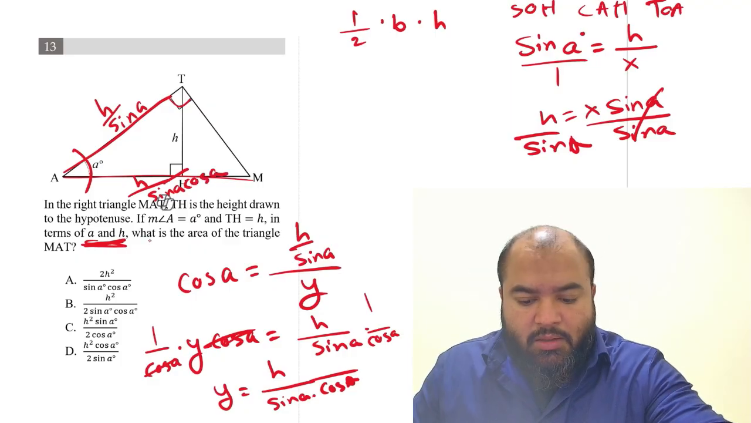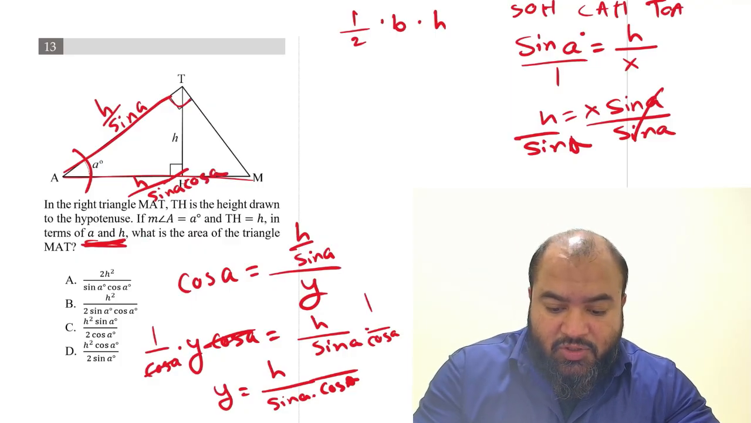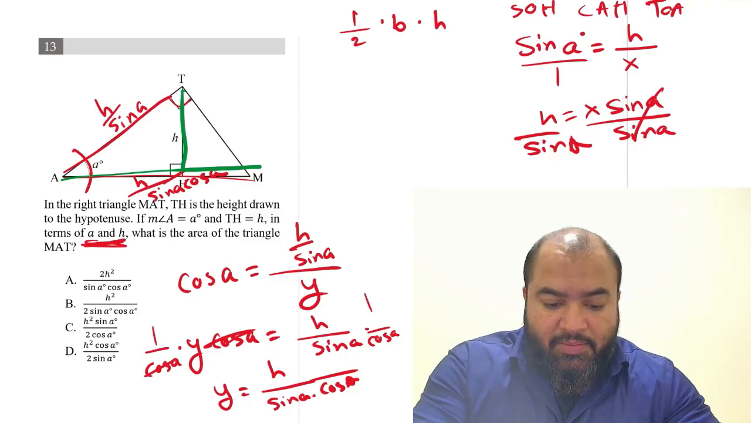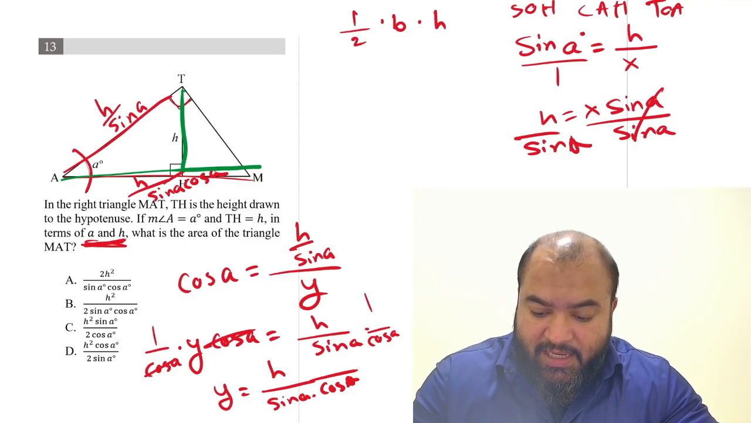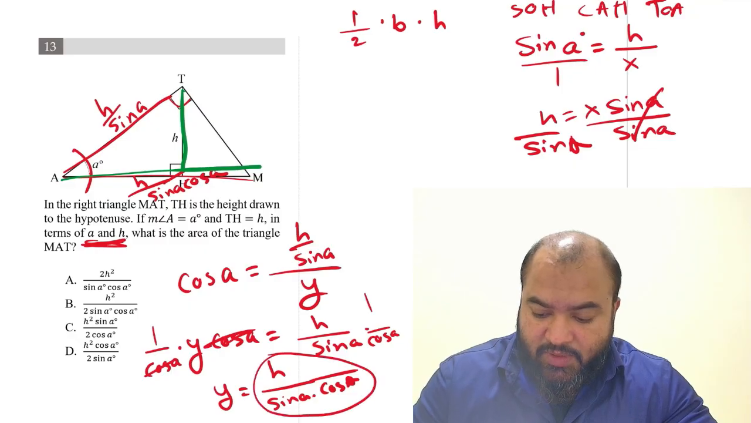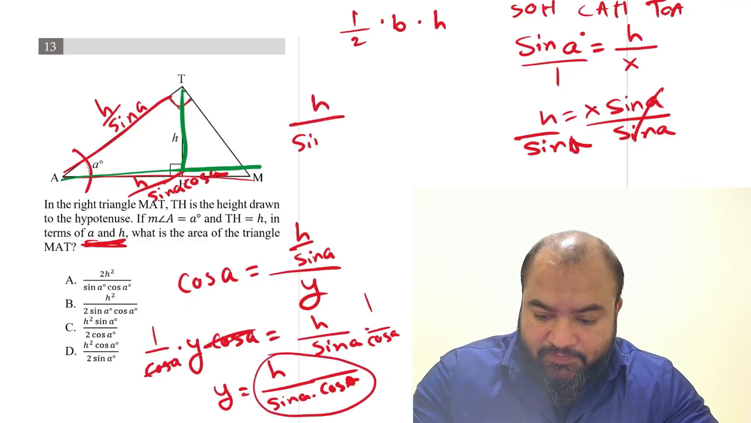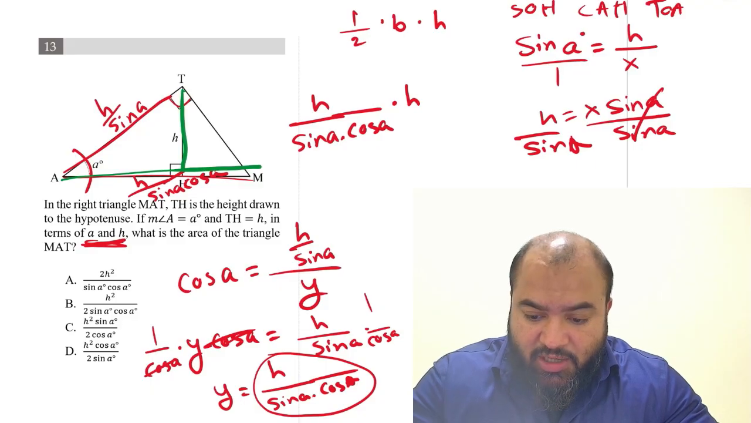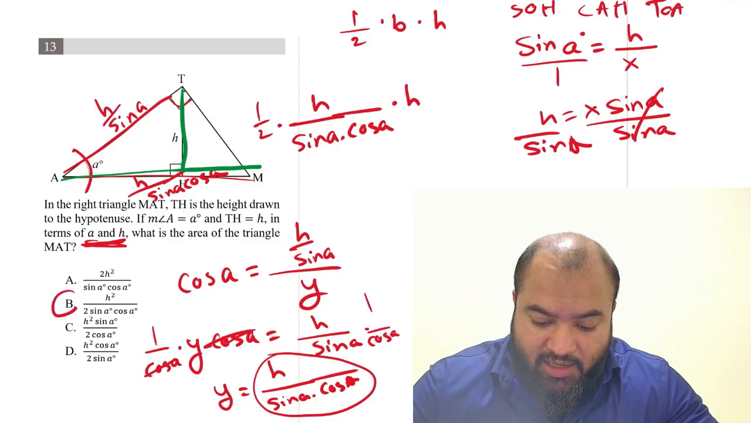For the area of the triangle, I can also use this as a base and this as a height. So the base is this, which is h over sine A times cosine A. The height is just h. So it's h squared over sine A cosine A. Do we have something like this? Oh, sorry, half times that. So yeah, we have h squared over 2 sine A cosine A. Yeah, option B works.